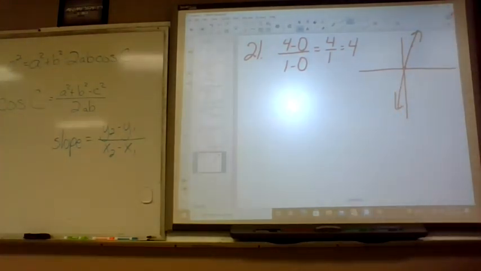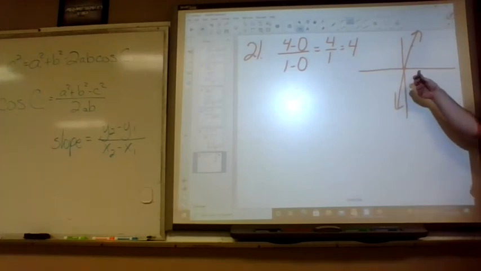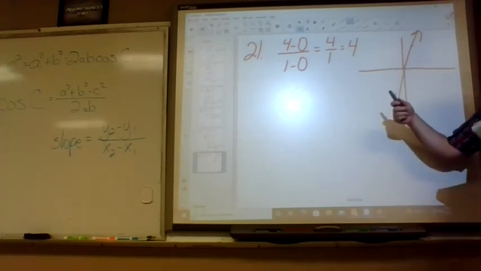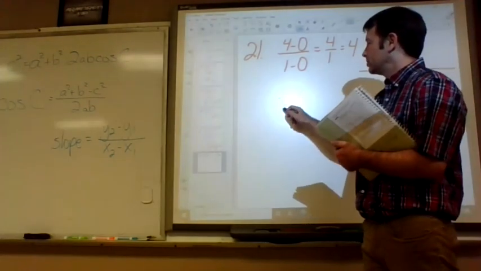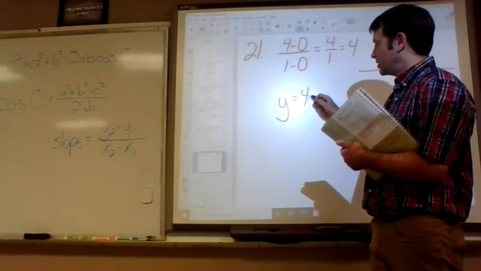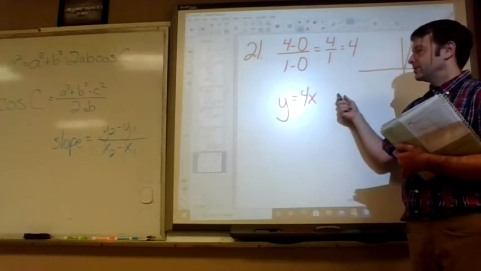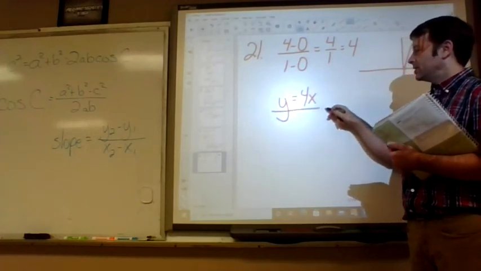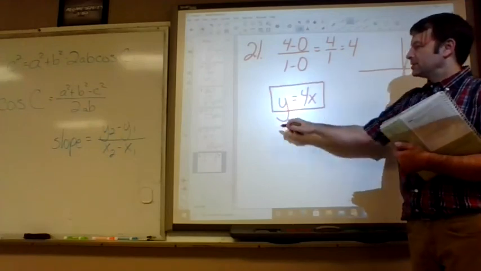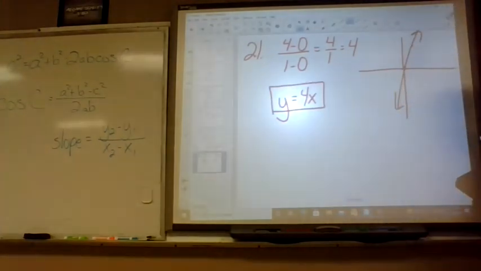Okay, so the slope is 4, and the y-intercept is 0. So I don't really need to do the solve for b thing. So y equals 4x. Do I need to put plus 0 out here? No, not really. 0 doesn't really do anything for you. So it's just y equals 4x.